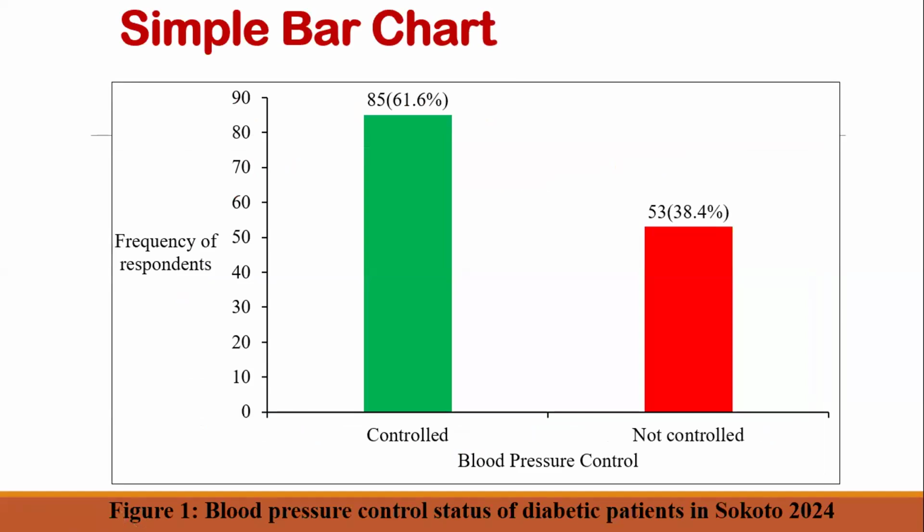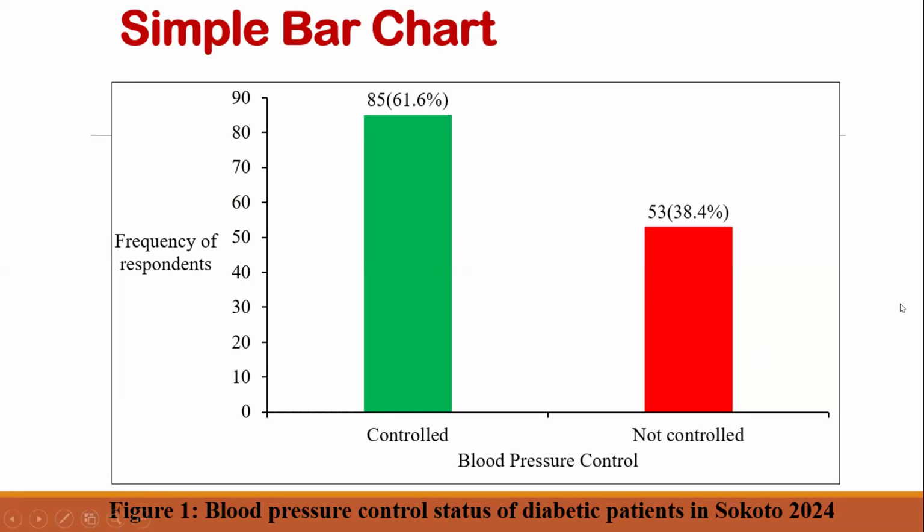This is simple bar chart also presenting the two categories, like you see the figure, the name of the figure is below the figure. That is blood pressure control status of diabetes patients in Sokoto 2024. You see control, those that have controlled blood pressure and those whose blood pressure is not controlled. That is another example for it.